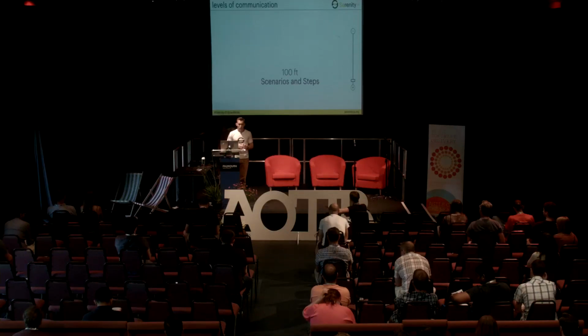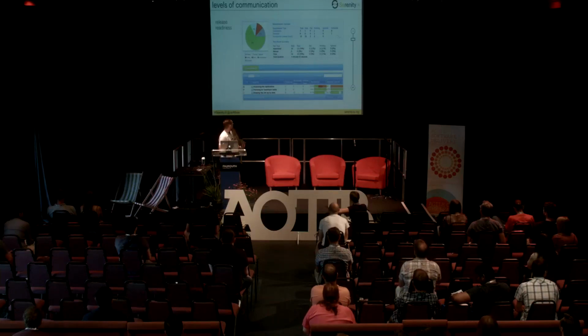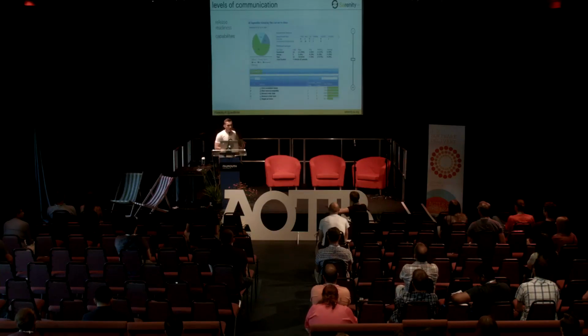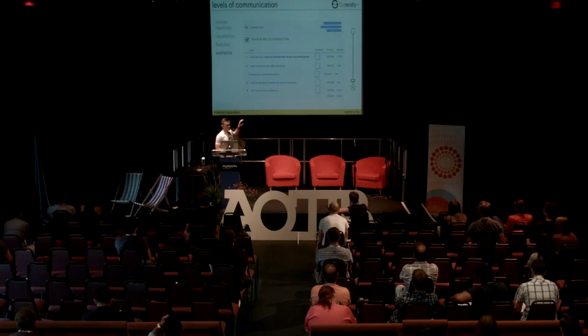So what does this look like? When we run a Serenity.js test, we'll get the high-level release readiness report with some management candy, so pie charts. We'll have the capability breakdown, we'll have the features, we'll have the scenarios. So we can actually dive into any of those scenarios and see exactly what was involved and how.